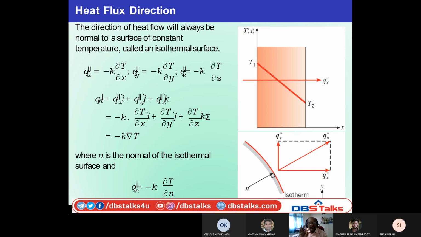So what is meant by temperature gradient? Dou T is nothing but a temperature difference, that is T2 minus T1 or T1 minus T2. We can call it dou T, the temperature difference. So that is a temperature difference in the normal direction.